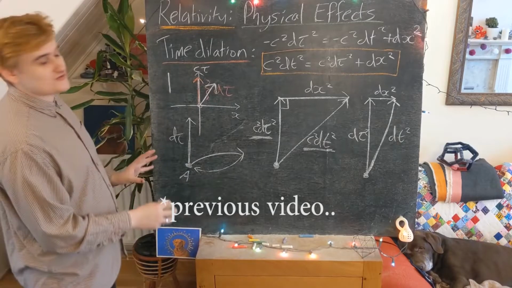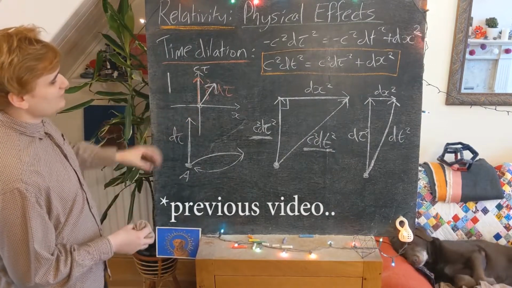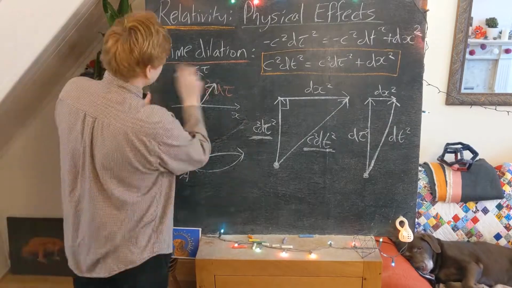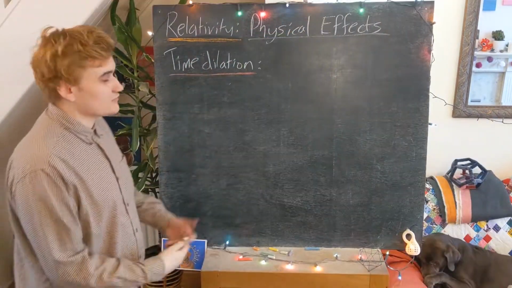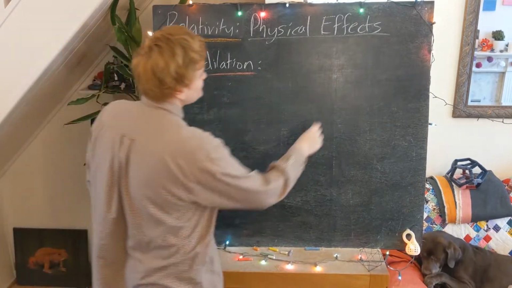But now let's use our Lorentz transformation to arrive at some more concrete expressions for how we deal with this time dilation. So, to start seeing the effects of time dilation, we're going to need to introduce two observers.